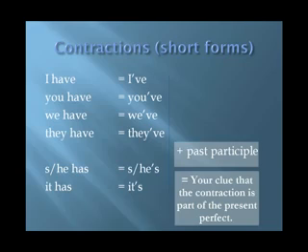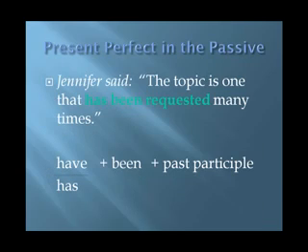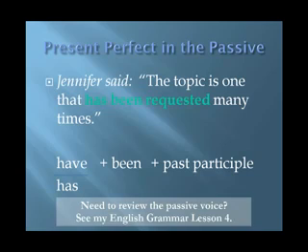Let's go on. In my opening talk, I said the topic is one that has been requested many times. I wanted to point out that this is the present perfect in the passive. The structure is have been or has been plus the past participle. Our main verb is the past participle. Have been or has been are helping verbs. For more on the passive voice, you can see my grammar lesson 4.